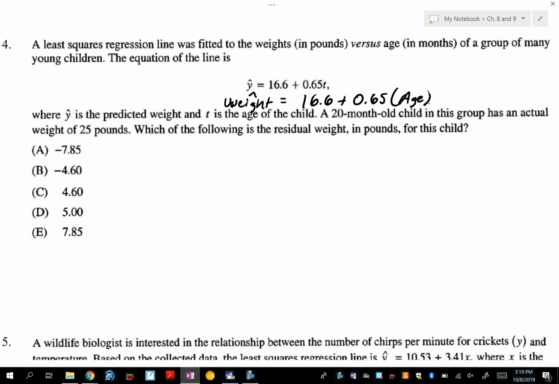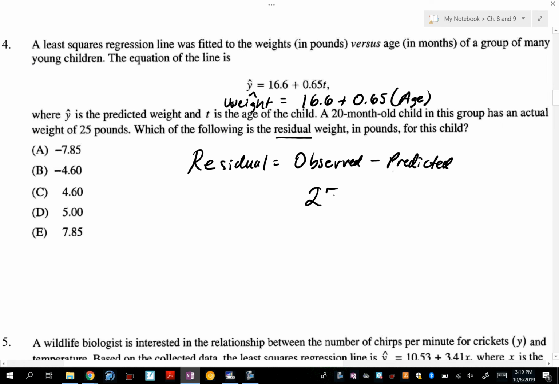It says residual again. So residual is observed minus predicted. Immediately, it tells me that a 20-month-old child has an actual weight of 25 pounds. When it says actual, that's the observed weight. When the child goes to the doctor, they weigh the child, that's what they observe. Now, this model can spit out a prediction for how much we expect this child to weigh, just based on their age. That's it.